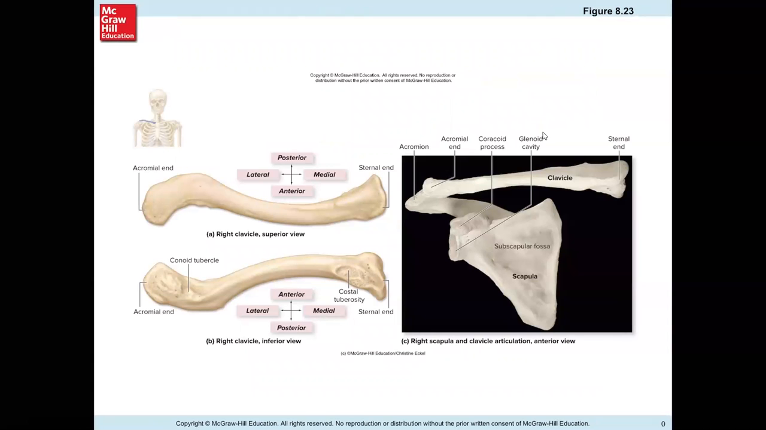Okay, clavicle. The clavicle is your collarbone. I think this picture is a good way to look at it. It has a sternal end where it's going to hook to the sternum, and then an acromial end, and that's at your shoulder. The scapula is your shoulder blade. It's in the back of your body. The acromion is where the clavicle and the scapula come together. You don't have to worry about the details.